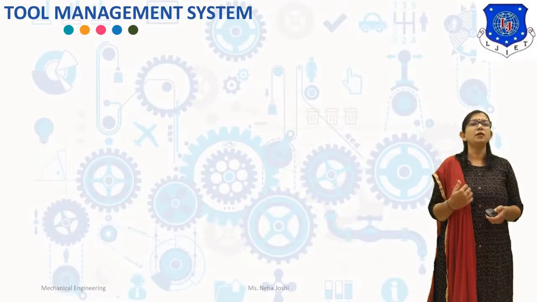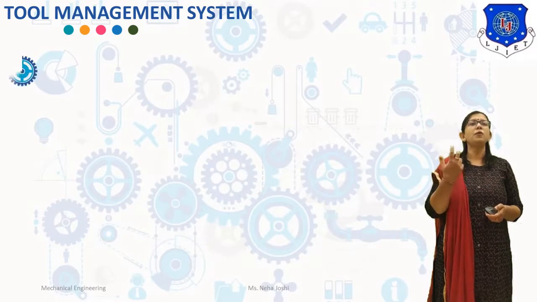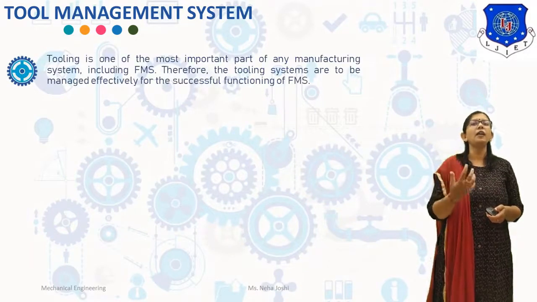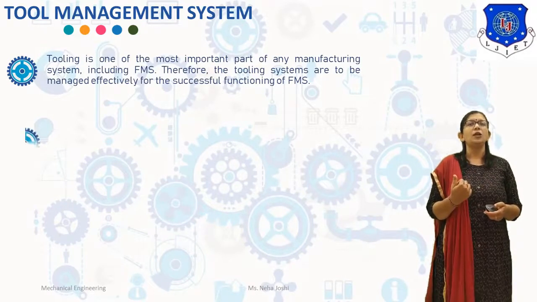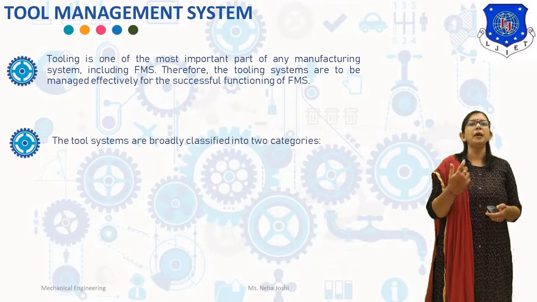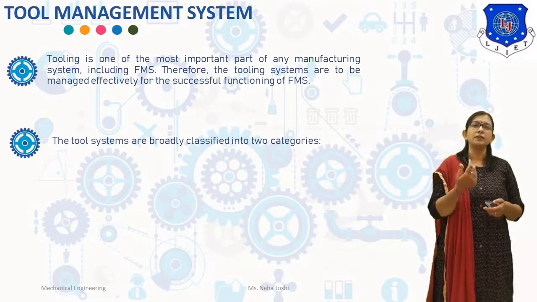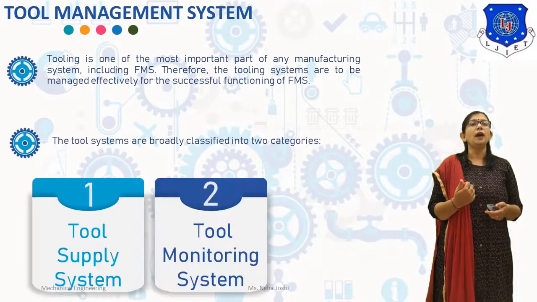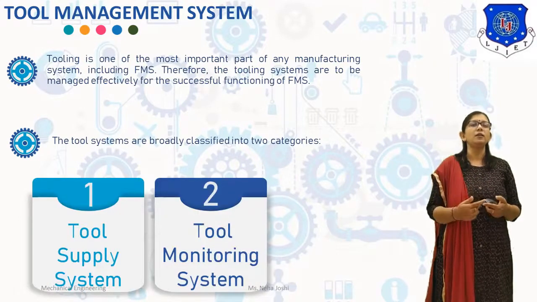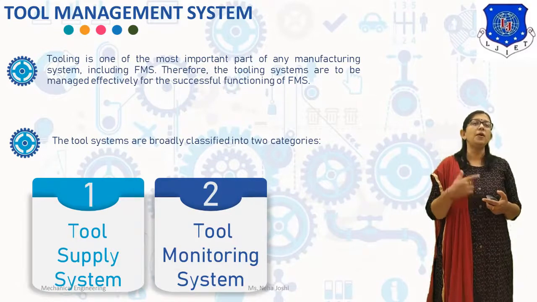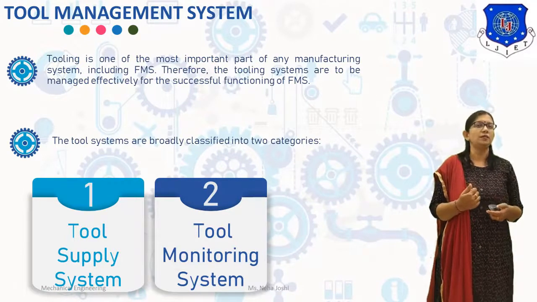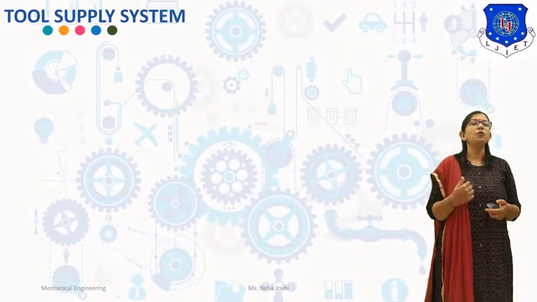Now, first of all, we will discuss what is tool management system. Tooling is one of the most important parts of any manufacturing system, including flexible manufacturing system. Therefore, the tooling systems are to be managed effectively for the successful functioning of the flexible manufacturing system. The tool systems are broadly classified into two categories. First one is tool supply system and second one is tool monitoring system. Now, first of all, what is tool supply system?